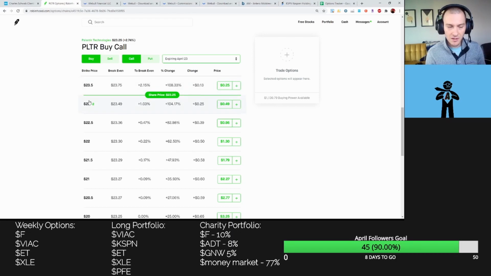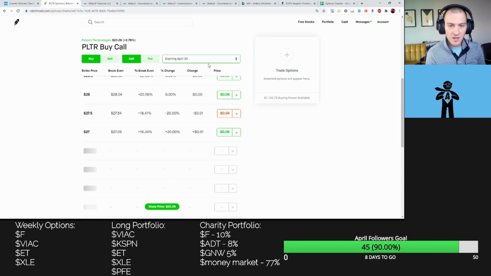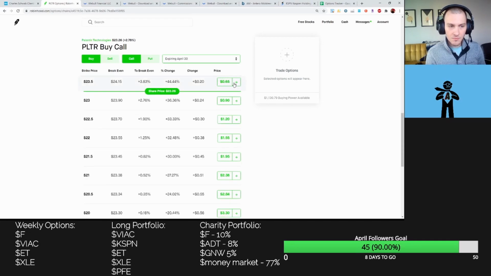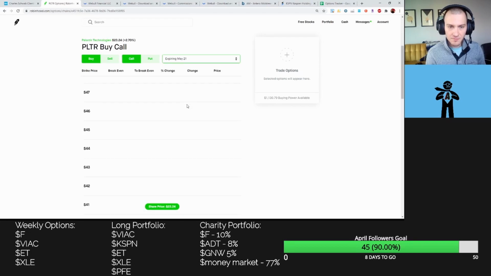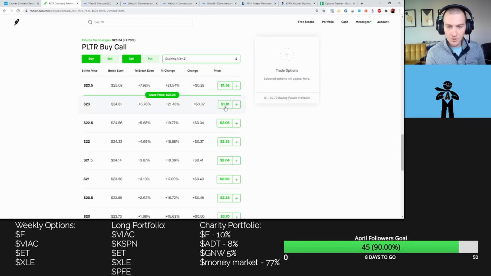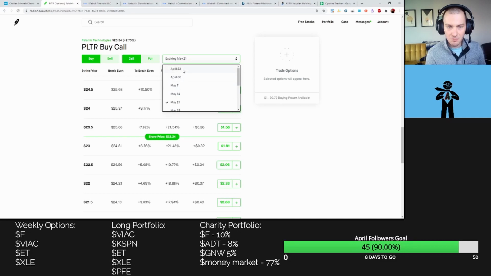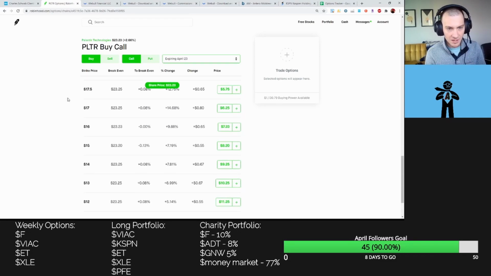So let's push this out a week. The 23s for today are trading for 50 cents. If you push it out a full week, it's going up to 90 cents. If you push it out a full month, they're going to be looking at almost $2, right? So we're witnessing that decay decrease substantially. Now let's go back and stay looking at the same apples to apples here.